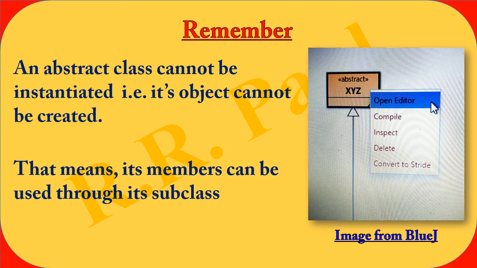Very important point. Remember that an abstract class cannot be instantiated. That is, you cannot create an object of an abstract class. I have used an image from BlueJ project window. You can see when we right click on the icon of the abstract class, we do not get any option for creating the object or the instance. So it means that if we want to use the members of the abstract class, then it has to be done through its subclass.